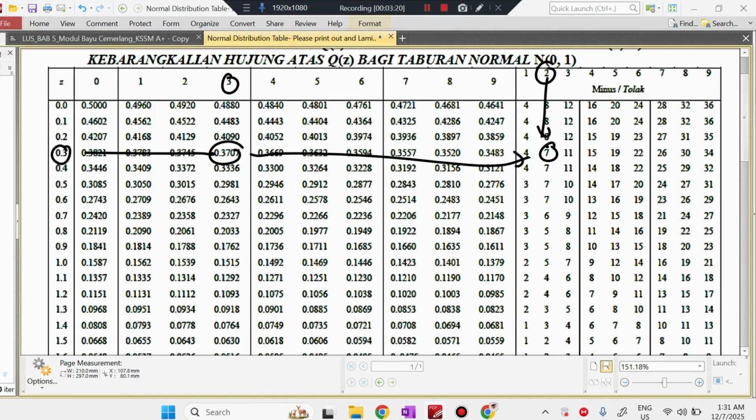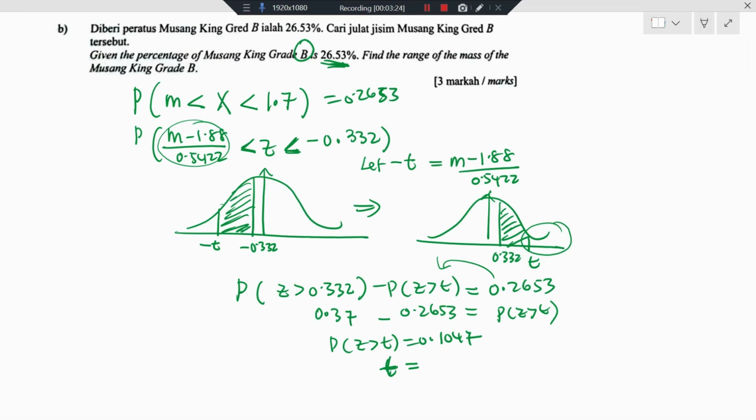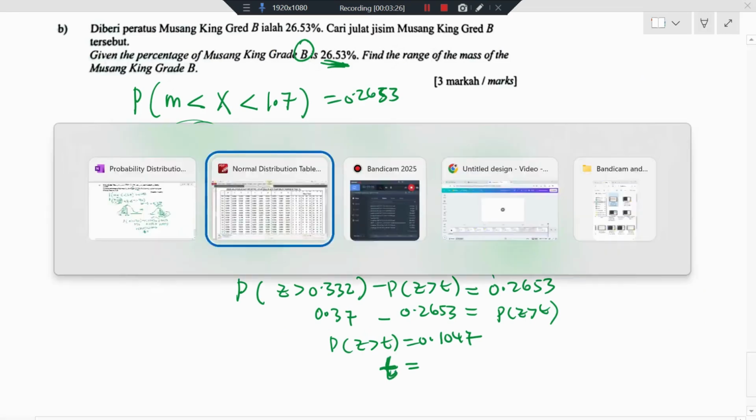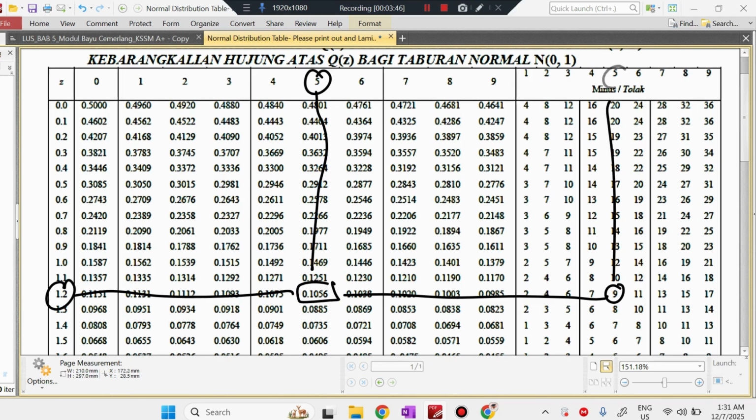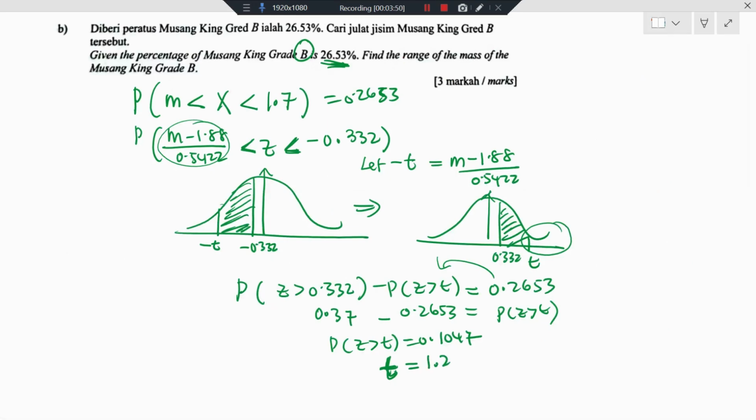So what is your t? 0.1047. Remember what I'm finding? Are we finding probability? No. If t, it means I'm finding Z. 0.1047. Find out where is your 0.1047. 1056, you need to minus 9. Where is your minus 9? Here. So what is your Z? 1.255. Okay.